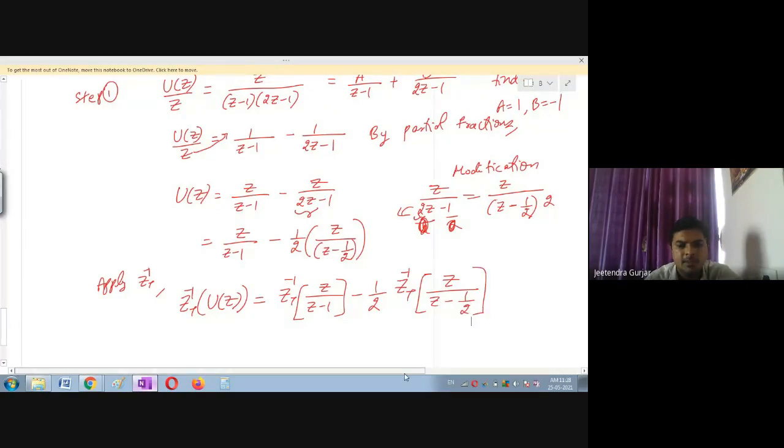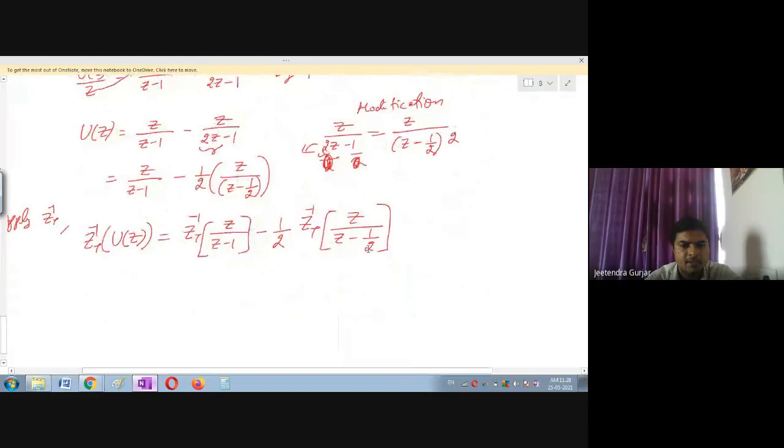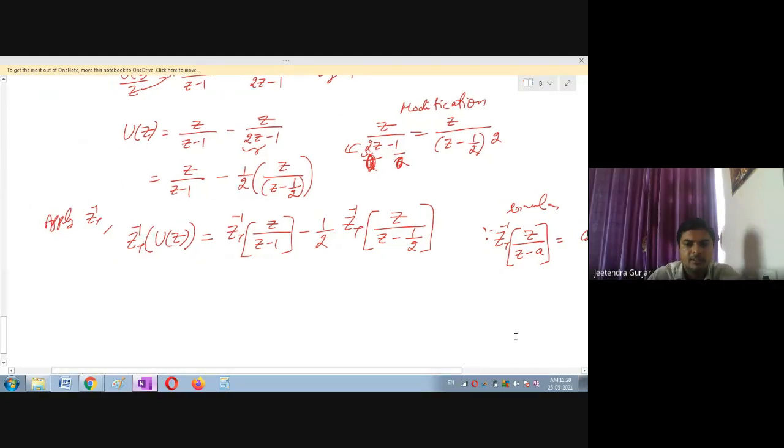Any doubt? Please tell me, students. Yes. Now we are going to use the formula. Please remember the formula, I am writing it again and again. Please remember the inverse z transform of z divided by z minus a is a raised to n. So please substitute. So here we get this is equal to, what is the answer, students? Please tell me.